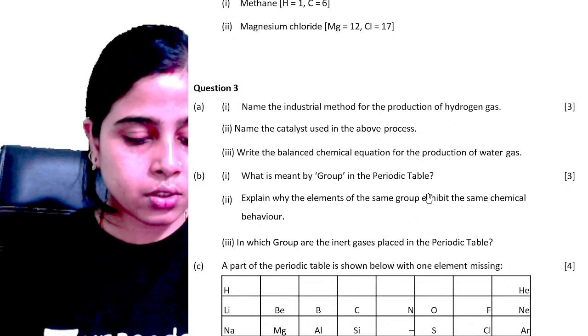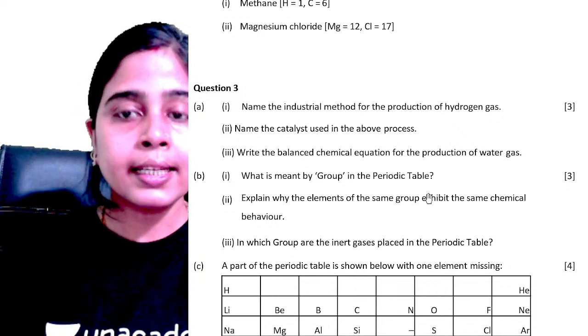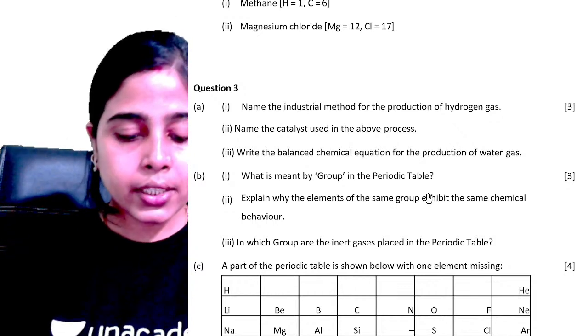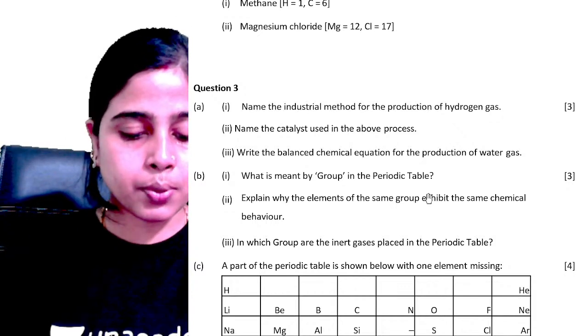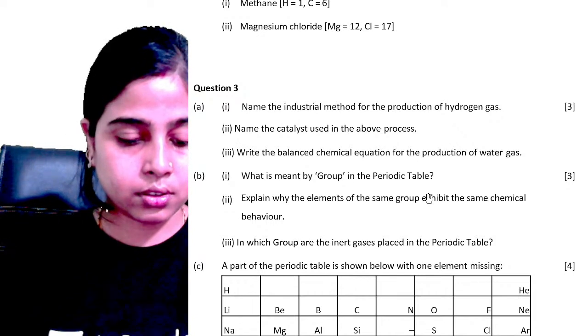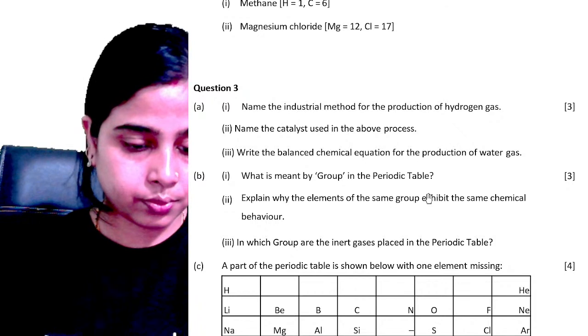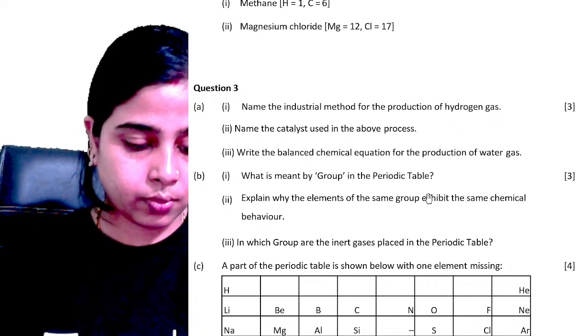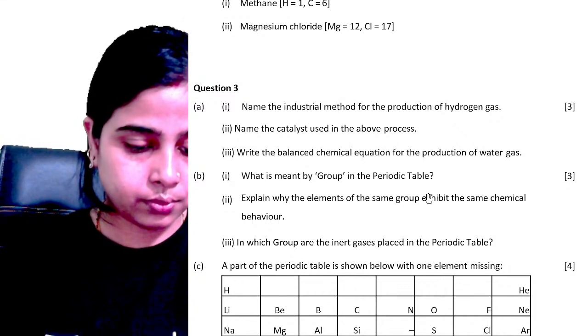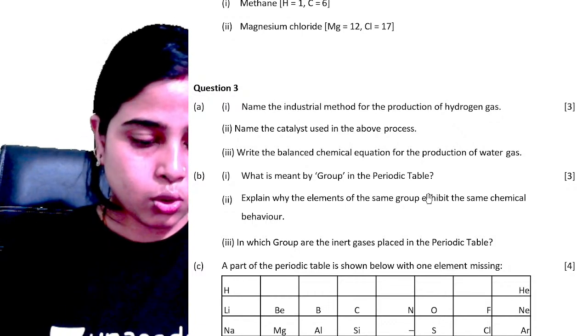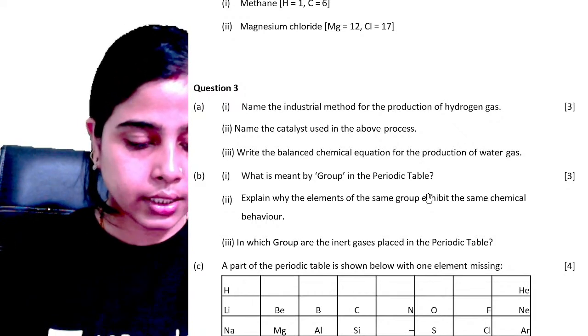Very good, Shri Kishun Chauhan. Yes, Bosch process. Name the catalyst used in Bosch process, everyone. Try to name the catalyst used in Bosch process. So no one has named the catalyst.